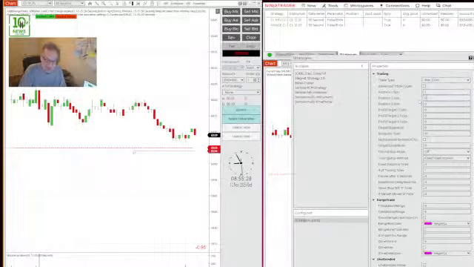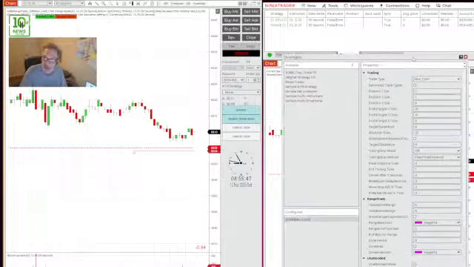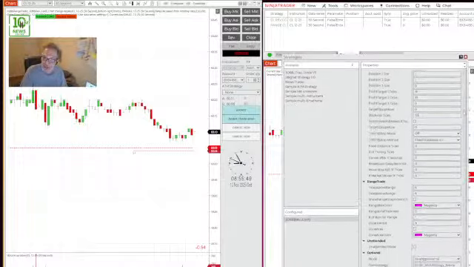Now, why not do 2 positions, 1 contract each position? Okay. Target 1 will make 10 ticks. Target 2 will make 19 ticks. Our stop will be 35 ticks. Remember, we're trading micros. It's $1 a tick.